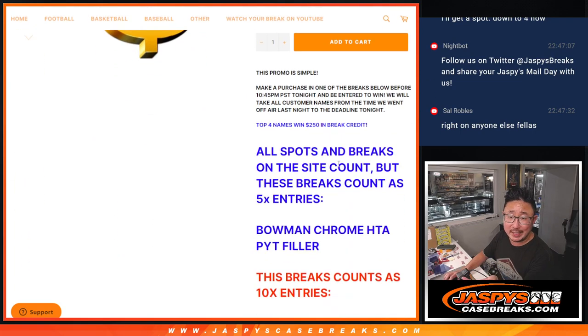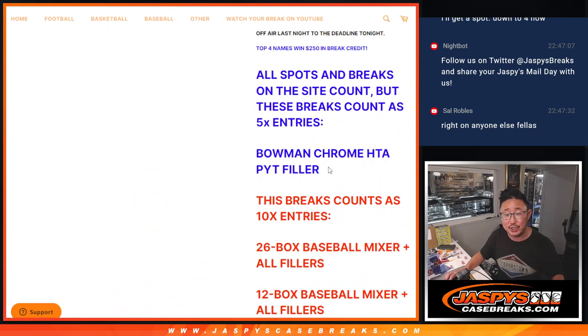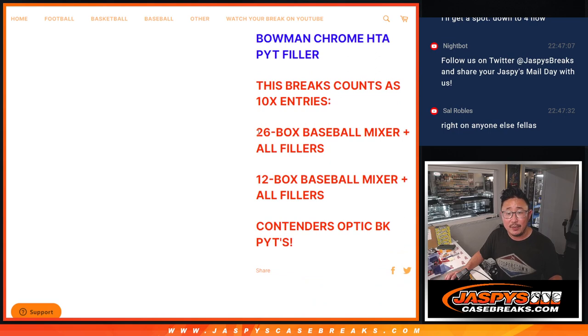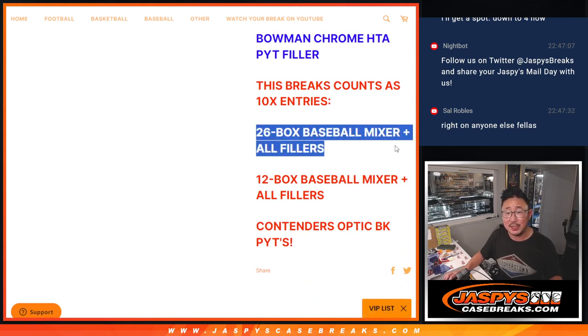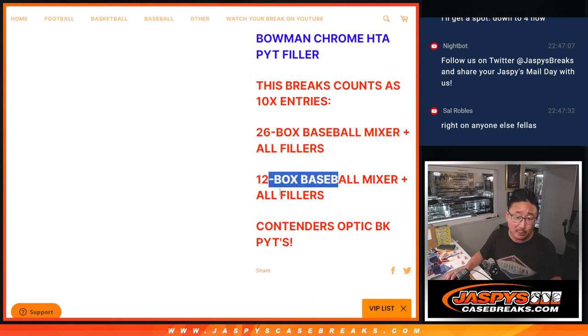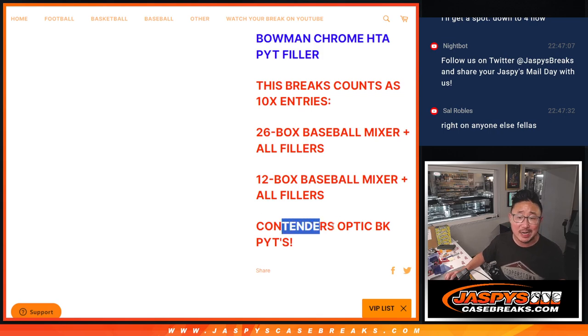So, pretty easy promo. All spots and breaks on the site, each spot or team you buy counts as one entry, except for the following breaks. Bowman Chrome HTA, the filler, counted for 5 entries each. And the 26-box baseball mixer plus related fillers, the 12-box baseball mixer plus all related fillers, and the Contenders Optic basketball pick your teams, any of those counted as 10 entries in this promo.